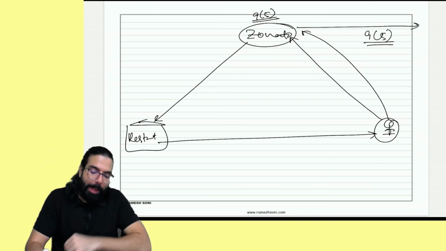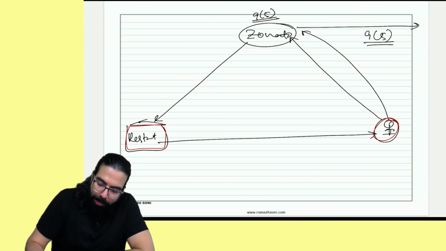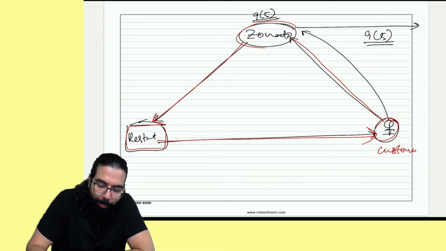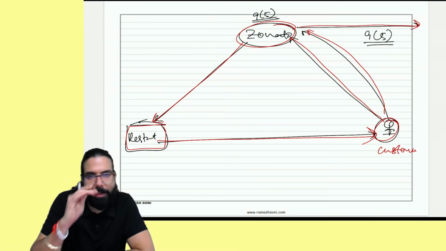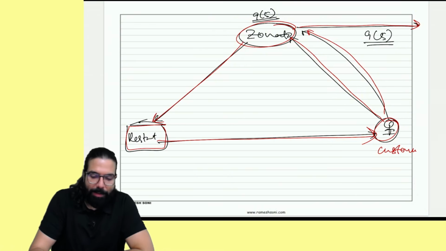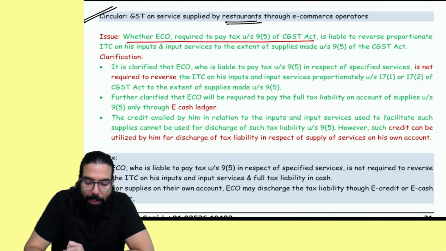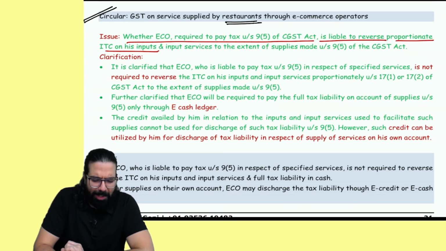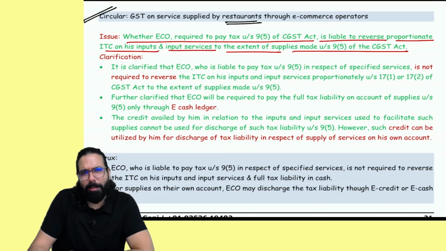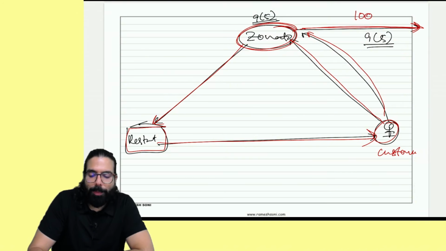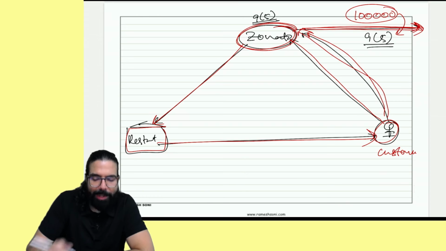Everyone here now. So what happened? This one restaurant is there, one customer is there. Customer went online to Zomato. Zomato, say order came over here. Customer food was sent. Now in this case, it was told that Zomato has to pay the tax under section 95 by collecting the tax. Now here some clarification is being given. Let's understand the clarification. Whether the e-commerce operator required to pay tax under section 95 is liable to reverse proportionate ITC on input and input service to the extent of supply under section 95. They are telling Zomato is paying the tax under section 95. For example, on 1 lakh rupees of food items, under section 95 it is collecting the tax and it is paying the tax.